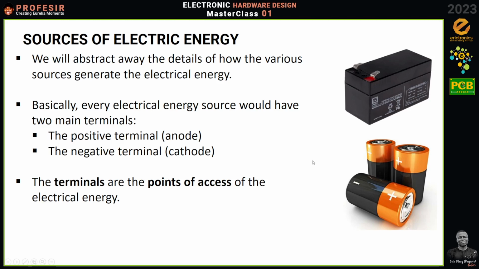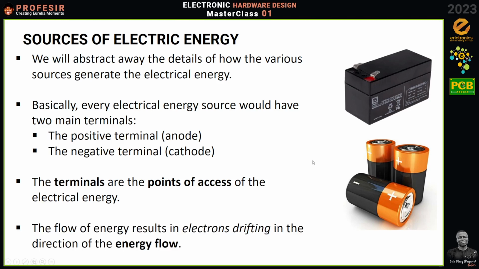Okay, now please listen to this carefully. Whenever energy flows, electrons drift in the direction of the flow of energy. Now, over the years, we've been concentrating on the movement or the flow of the electrons. But the electrons don't just flow. The flow of the electrons is secondary to the fact that energy is flowing.